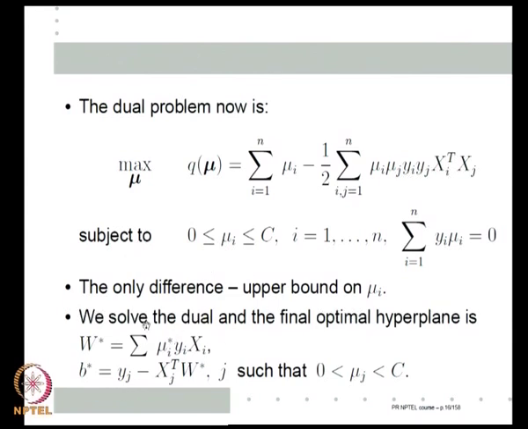Once I solve this, w star is the sum of μ_i star y_i x_i, and b star is y_j minus x_j transpose w star for some j. Now, the complementary slackness means that this is for some j such that μ_j is strictly between both 0 and C. Earlier we were only saying μ_j is strictly greater than 0.